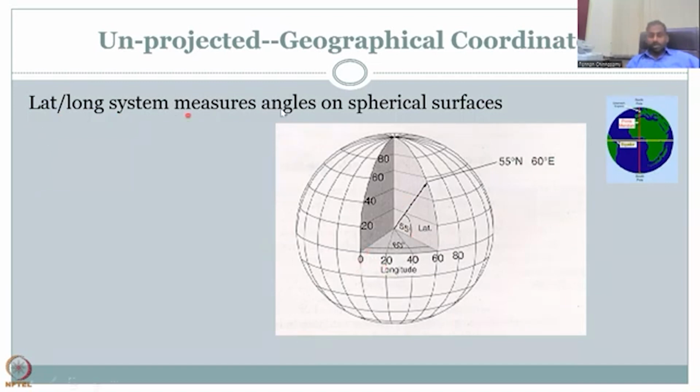So the lat long system measures angles on spherical surfaces. Let's take an example, 60 degrees east of prime meridian. The prime meridian is the 0 line, right? So from here you do 60 degrees. So I'm going to describe a location. So the location is from the prime meridian, which is the 0 point. From the 0 point, it is 60 degrees east. So you move 60 degrees east. So you move to this point.